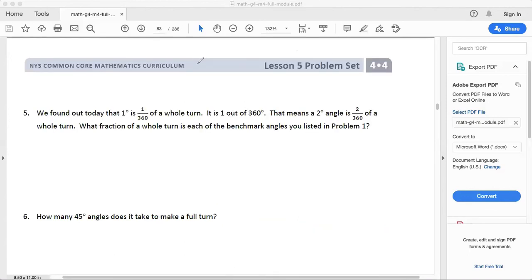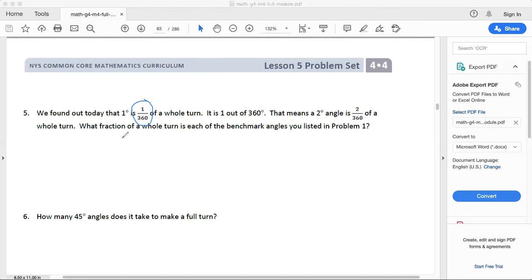It says, we found out today that 1 degree, that little tiny circle is the sign for degree, is 1/360th of a whole turn. It is 1 out of 360. Remember fractions? That means that a 2 degree angle is 2/360ths of a whole turn. What fraction of a whole turn is each of the benchmark angles you listed in problem 1?